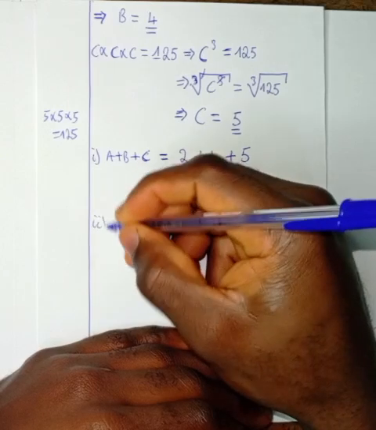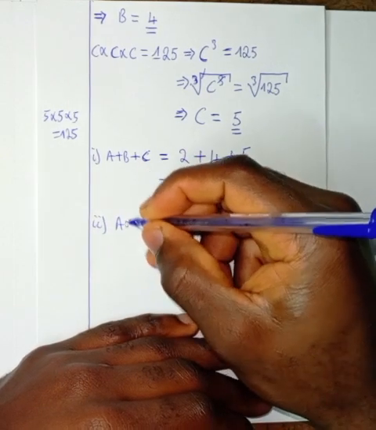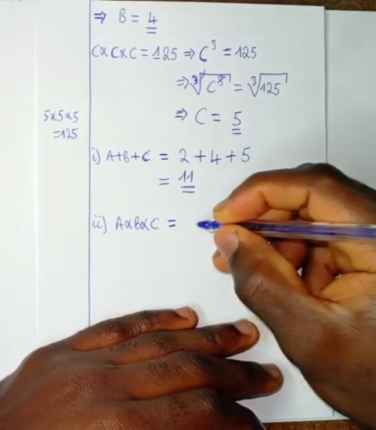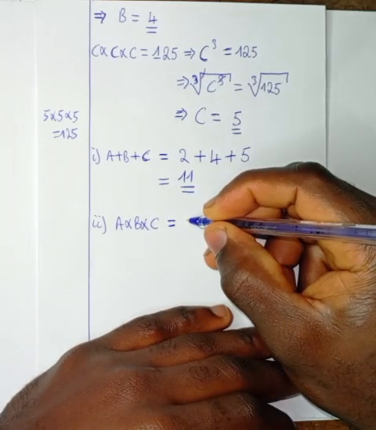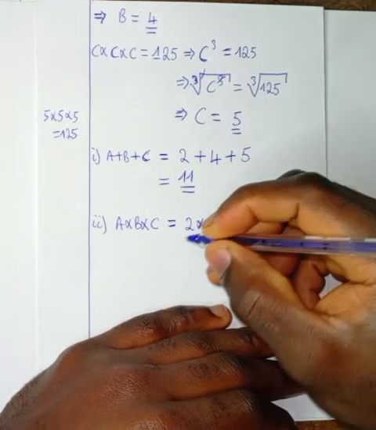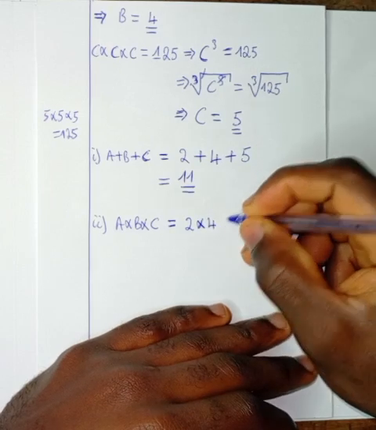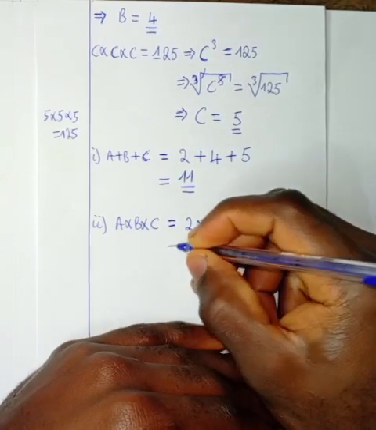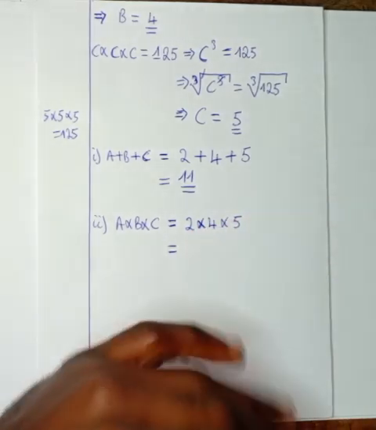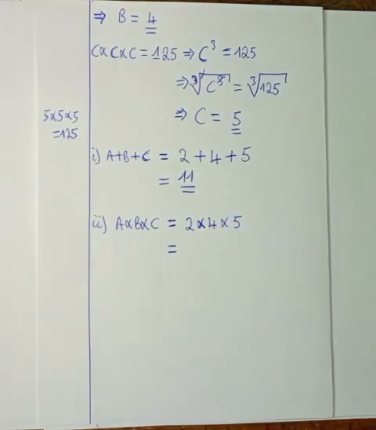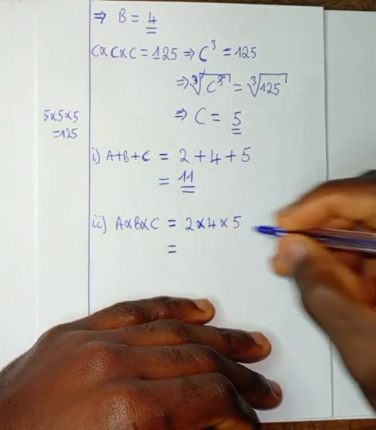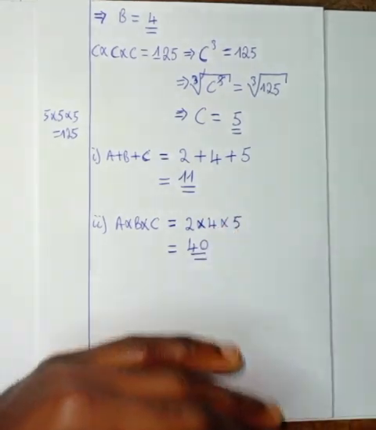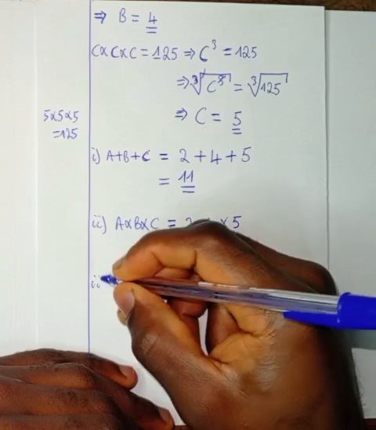Go now to 2. For 2, we have to compute a times b times c. We're going to put the values. We know a is equal to 2, times b is equal to 4, times c, which is equal to 5. This will simply be equal to, we know 2 times 4 gives us 8. 8 times 5 gives us 40.